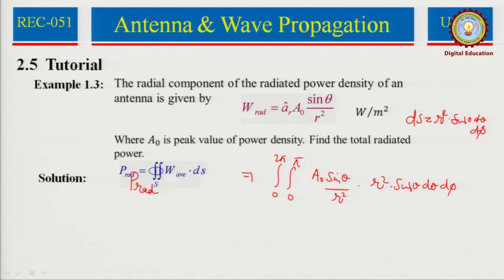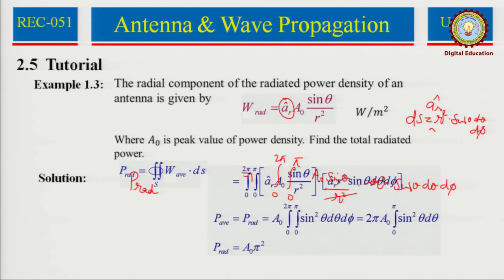Okay. So, simply now you solve this. Take the common factor out, A naught is the constant, R square and R square cancel out, and this value is nothing but the unit vector in the radial direction, which you can write over here as AR. We are not discussing this much, this is a simple problem. You need to solve this and I am giving you the final answer, it is A naught pi square.